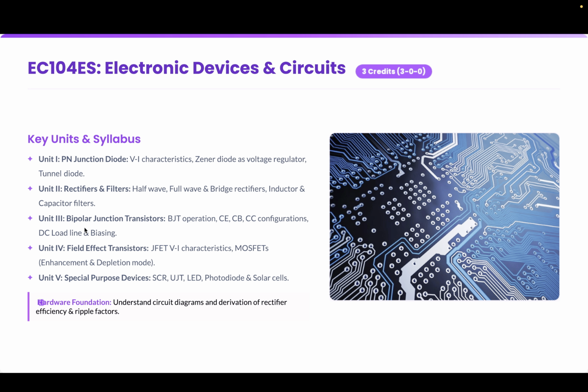And in unit number 3, bipolar junction transistors, that is BJT, where BJT operations, CE, CB, CC configurations, DC load line, and biasing are your topics. And in unit number 4, field effect transistors, where JFET, VI characteristics, and MOSFETs, enhancement and depletion mode are your most important topics. And in unit number 5, you will be dealing with special purpose devices, where SCR, UJT, LED, photodiode, and solar cells are your topics. This is a hardware foundation subject, where you should understand circuit diagrams and the derivation of rectifier efficiency and ripple factors.